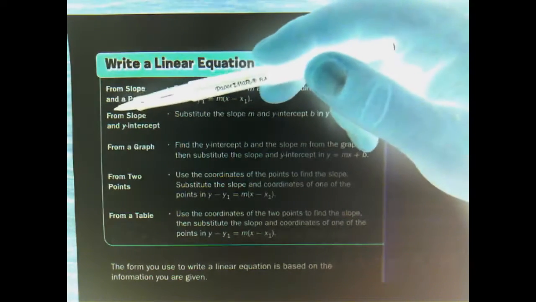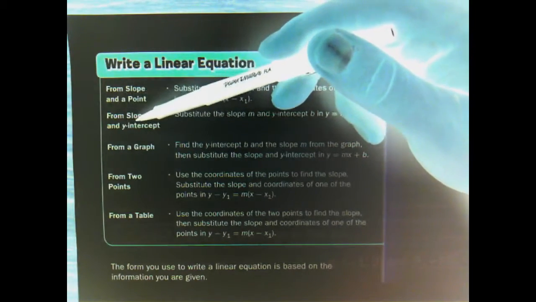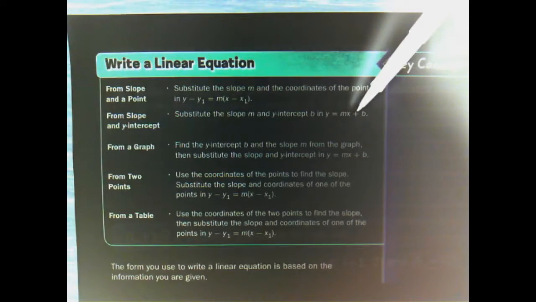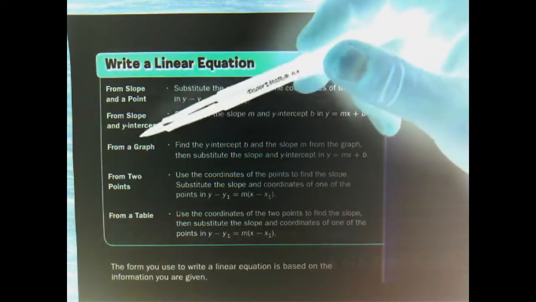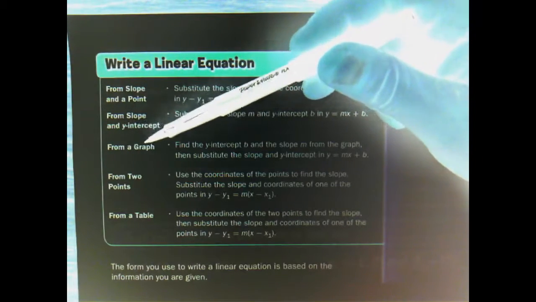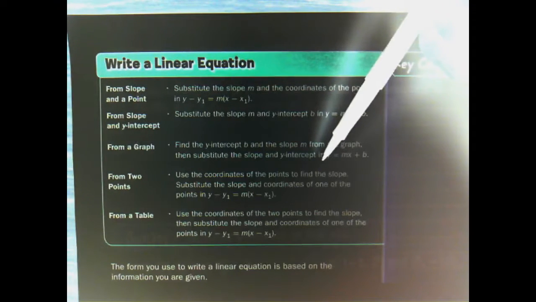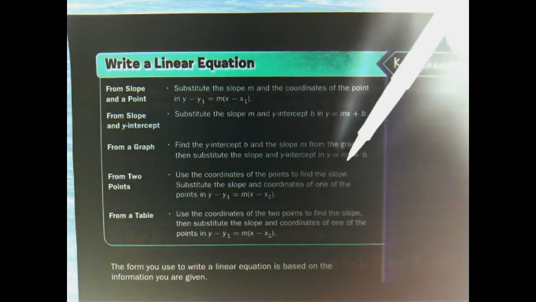The next one, from the slope and the y-intercept. Well, if you're given the slope and the y-intercept, then you want to use slope-intercept form, which is y equals mx plus b. Now, if we continue down and you're given a graph, it says find the y-intercept b and the slope from the graph and use slope-intercept form. It's usually the easiest way.